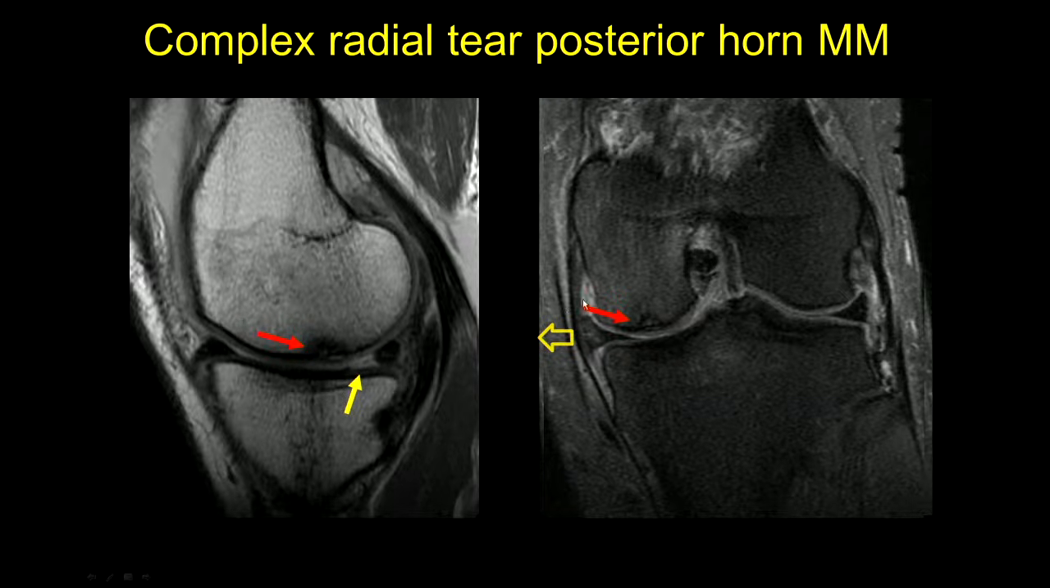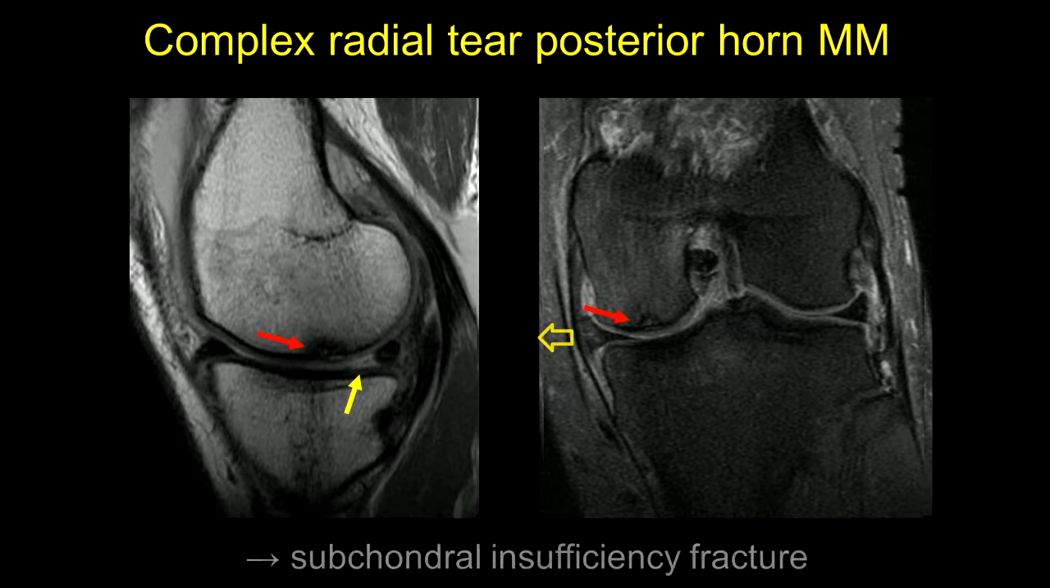So essentially, you've lost the shock absorption, all of the forces are transmitted across the articular surfaces, and this has led to the development of a subchondral insufficiency fracture. These are most commonly located in the medial femoral condyle, but you can see them elsewhere in the knee.